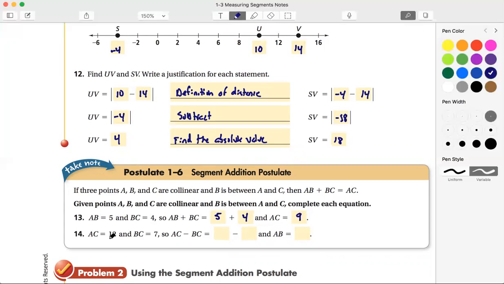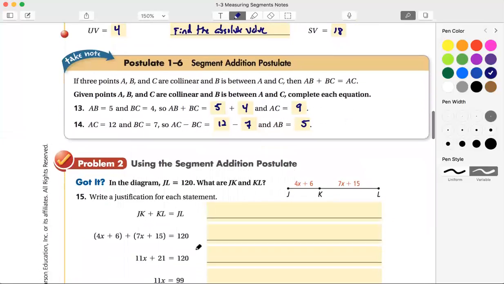All right, if AC is 12 and BC is 7, so the whole length here is AC. AC is 12, BC is 7. When I subtract them, I know that AB is going to give me 5. So I added because AB and BC are the two parts. I subtracted here because it gave me the whole. So I subtracted a piece from the whole to get the other part. Okay.